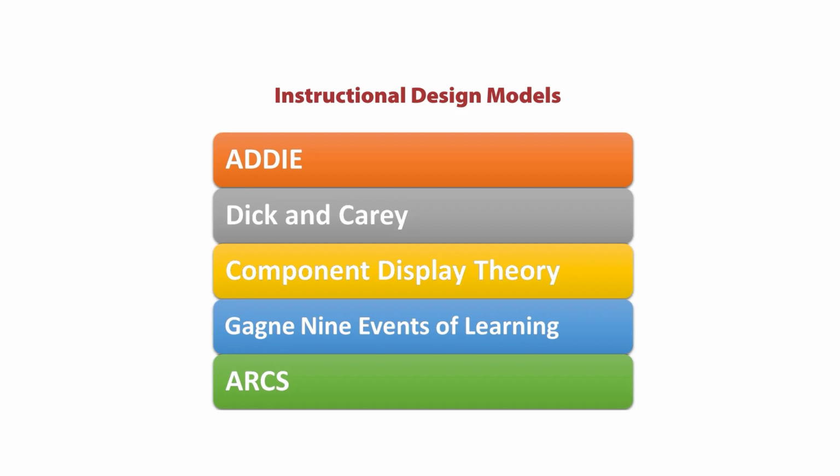The second model is by Dick and Carey. The third is the component display theory by Merrill. The next one, the important one, is Gagne's 9 events of learning. And the last is the ARCS model. These are just 5 major models which we will learn about very briefly. The rest you can go to the internet, read them, and you will understand on your own.